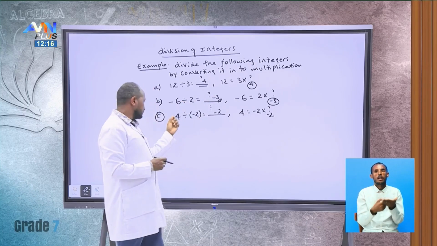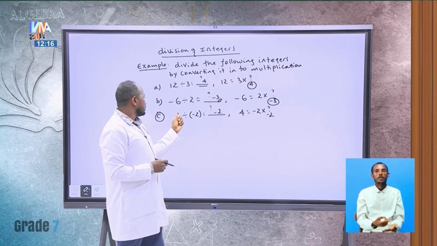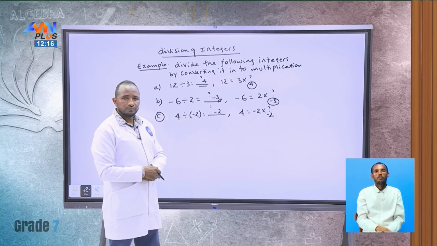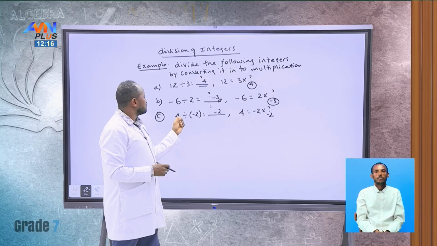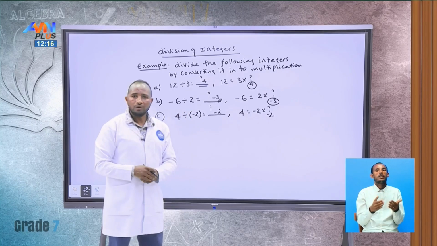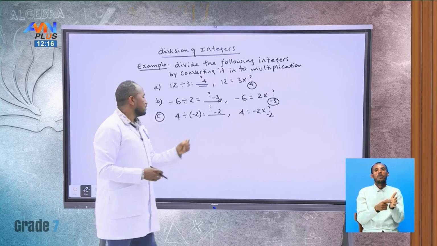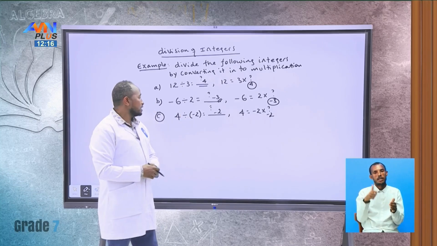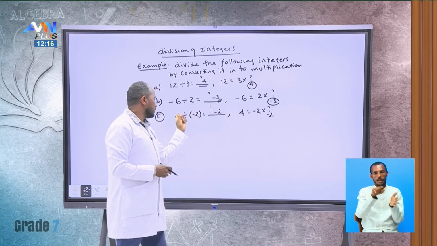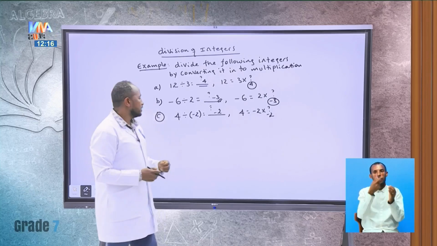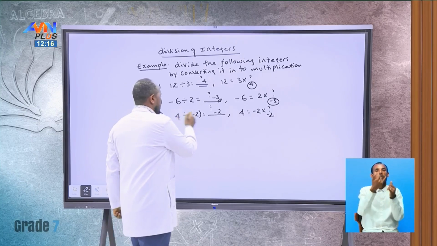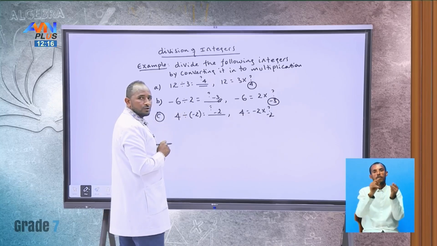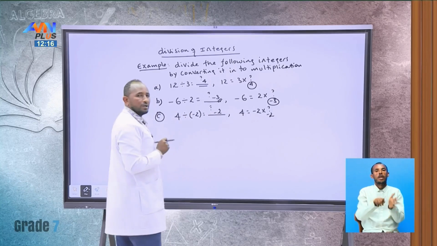Again, when you divide 4 by negative 2, simply determine the sign of the quotient. If one of the two numbers is negative, the quotient will be negative, and divide the numbers as usual. So here, 4 divided by negative 2, put negative, and you divide 4 by 2. 4 divided by 2 is 2. The answer will be negative.